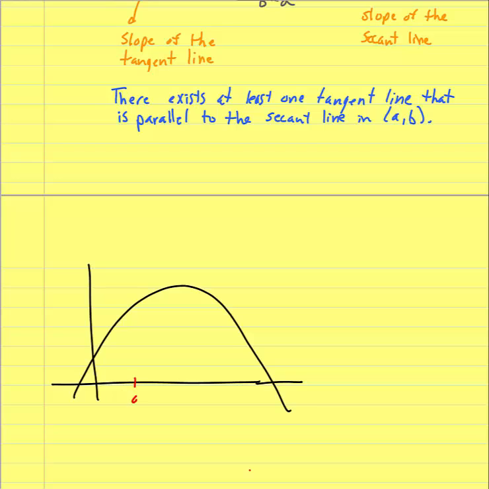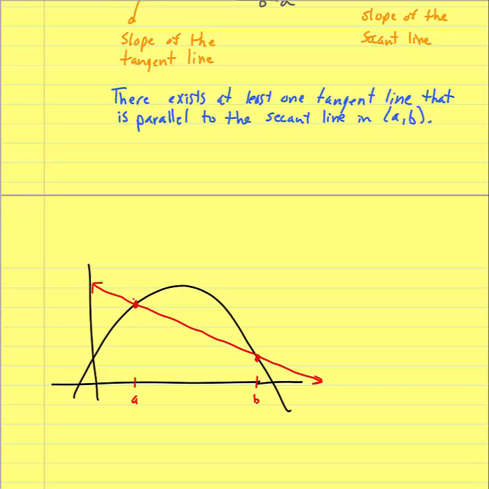So I'm going to move A over here. I'm going to move B over here. So you can definitely see that f of A and f of B are not equal here. You can clearly see that this is a secant line, and if I want to figure out the slope of the secant line, I would take the change in y over the change in x.